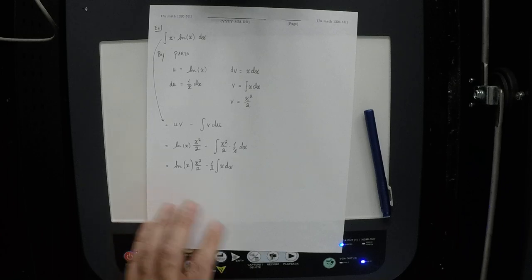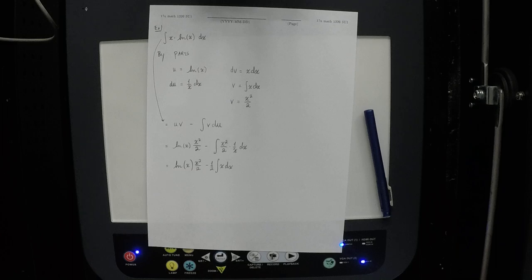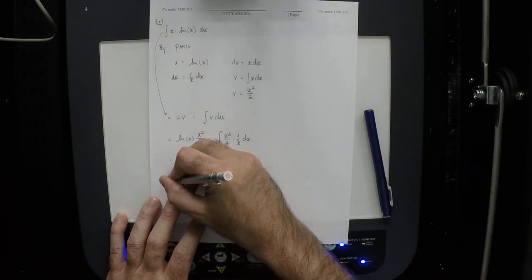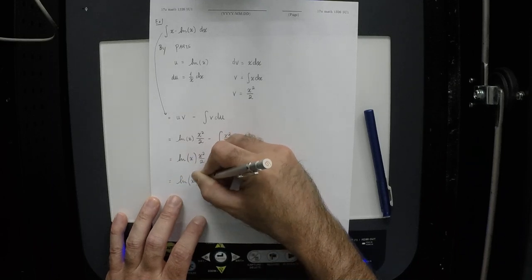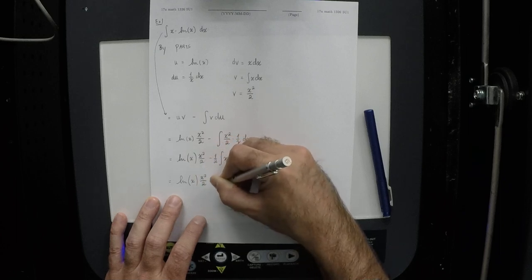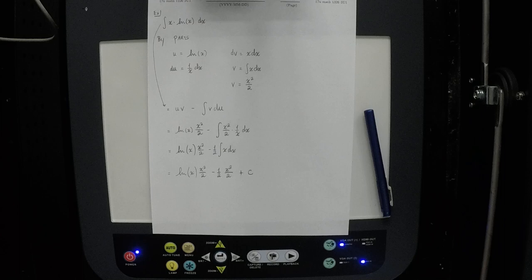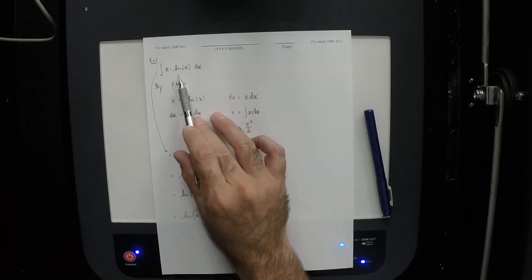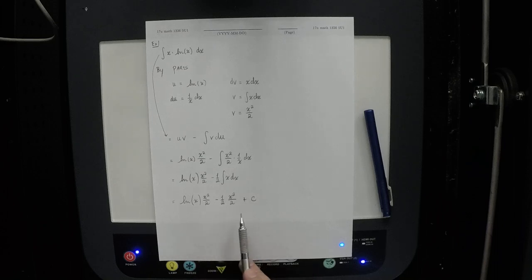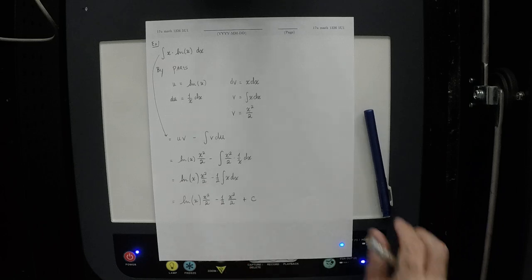And so then, is this exactly one of the antiderivatives we know? It is, right? It's the power rule. So then this will be log of x times x squared over 2 minus half of x squared over 2 plus a constant. Any question about this? The neat thing is, what would you get if you differentiated all this craziness? You get x log x. Right, that's the point. If you were to differentiate this and simplify everything, you'd get x times log x. Okay, any question about this one?